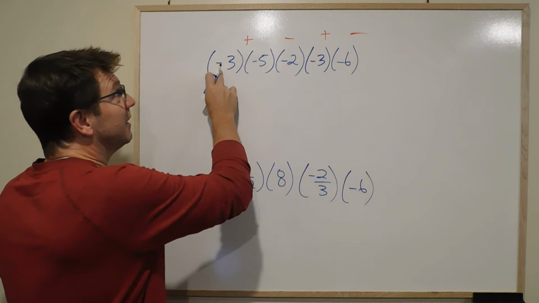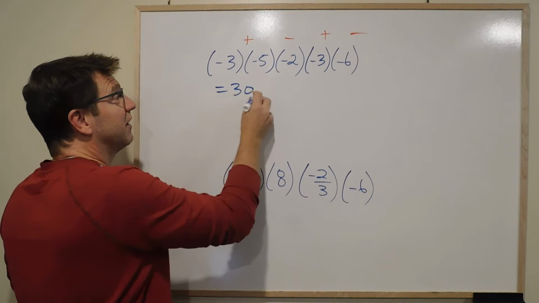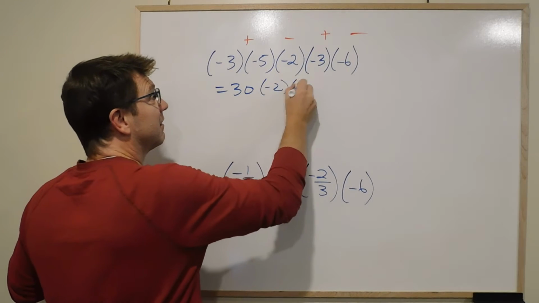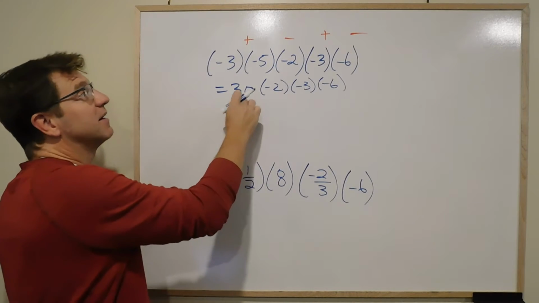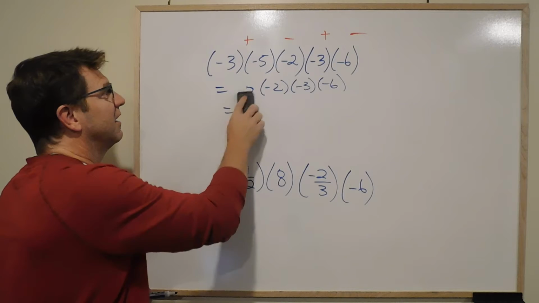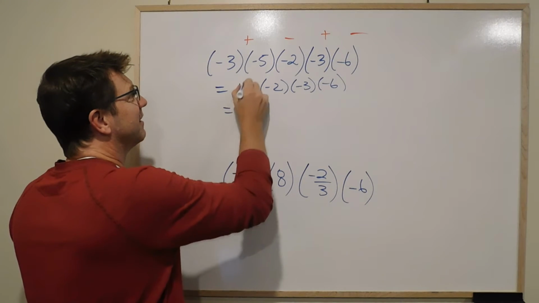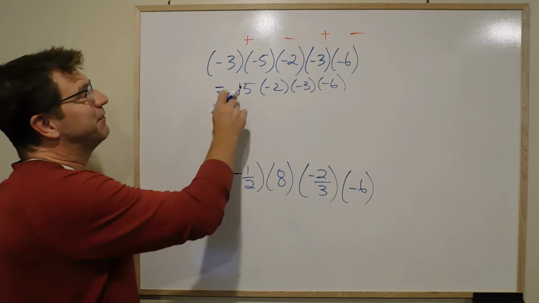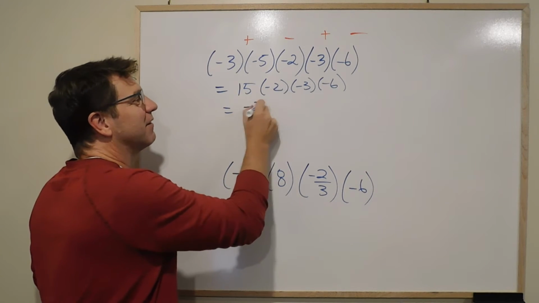Right? Negative 3 times negative 5 is 30. Sorry, that's not 30. That's 15. I was jumping ahead and I got that 2 in there as well. That's 15. Let's try that again. 15 times negative 2, a positive times a negative, negative 30.